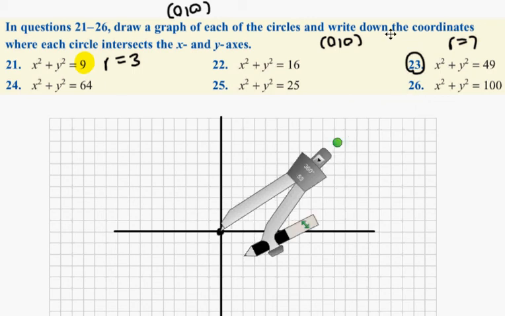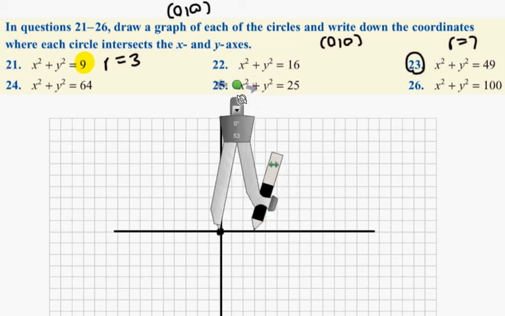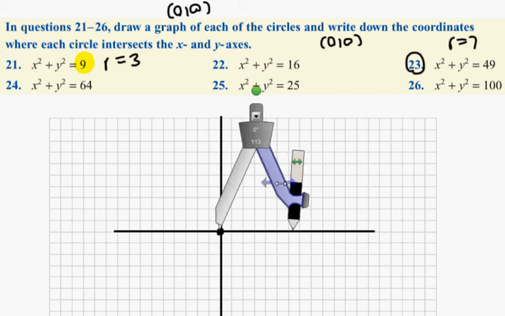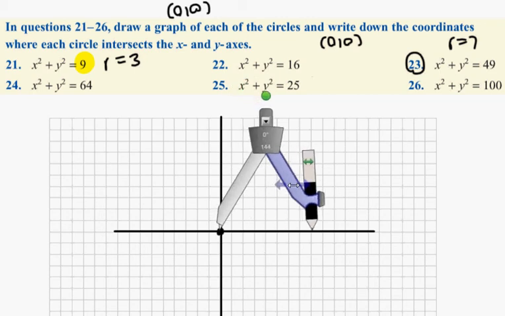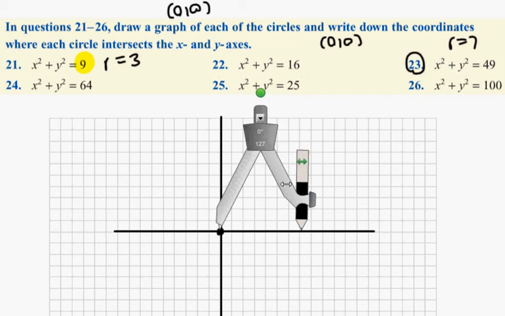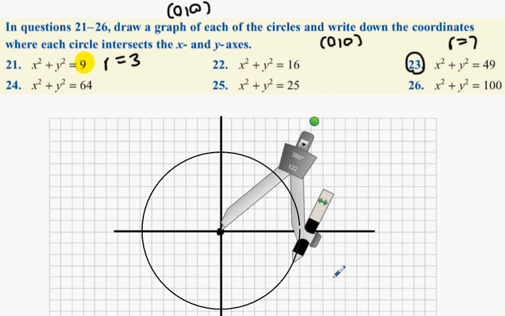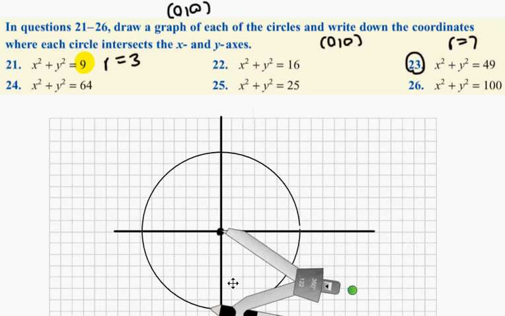Now, what about question 23? It's of radius 7. So, what I might do here, stretch out a bit more. That's roughly 7 there, is it? Or not, it's too big. About there, yeah? Yeah, I think it's about 7 on the money. Then, throw it around. There it is, radius 7.